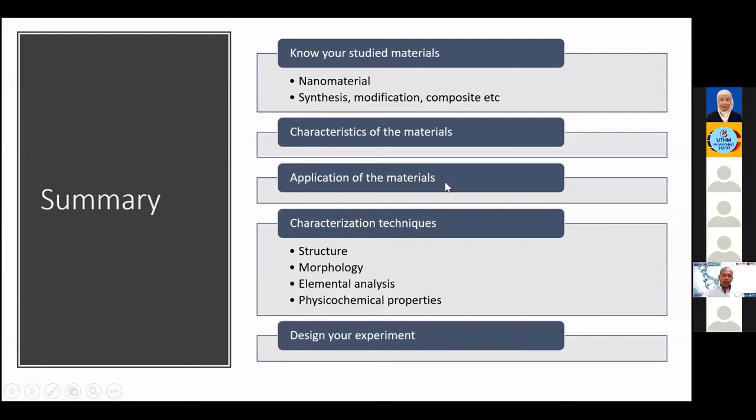And also the application of the materials. If you're using it as hydrogen storage, for example, there is a certain requirement for the materials that you need to determine. And these are typical characterization techniques: structure, morphology, impedance, physical and chemical properties. My advice to all the researchers and students is to design your experiment so that you use these characterization techniques not just for the synthesis and modification of the material, but use them more than that.